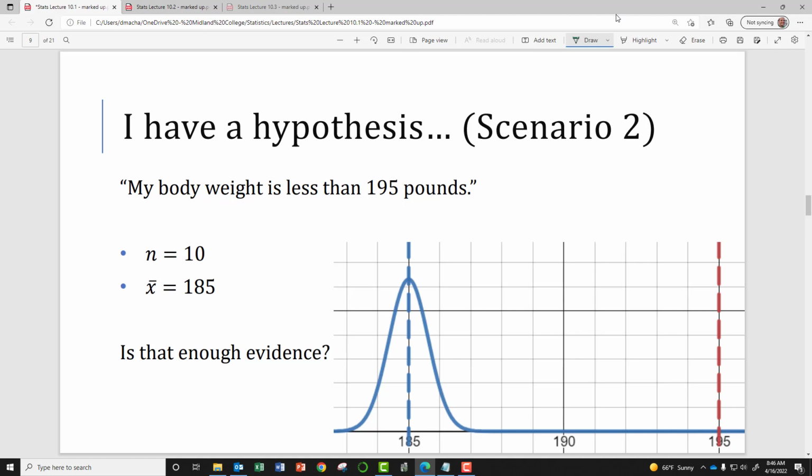And sure enough, when we make the picture here, this vertical blue line represents my sample mean. This curve represents the probability distribution of my sample mean, and this red line represents my hypothesis, 195 pounds. So there's really no area at all between the x-axis and the curve to the right of 195 pounds. And so we could conclude with practically 100% certainty that my hypothesis is correct in this case.